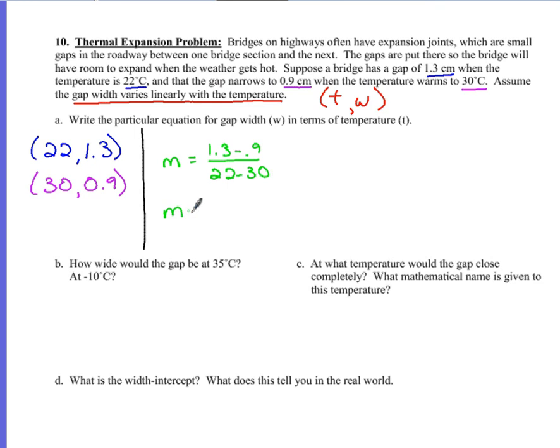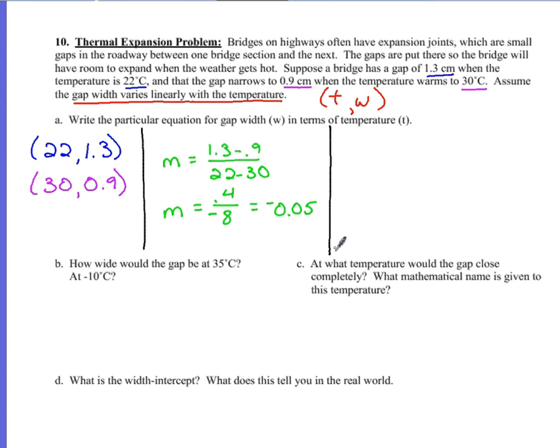If you calculate that slope out, 1.3 minus 0.9, you're going to get 0.4, right? Over 22 minus 30, you're going to get negative 8. We can do a little bit better than that. We could simplify the fraction, or if you want to divide it out, we could come up with a decimal here. Either way, if we divide it out, it's going to be negative. If we stick with the decimal value, we get negative 0.05 back.